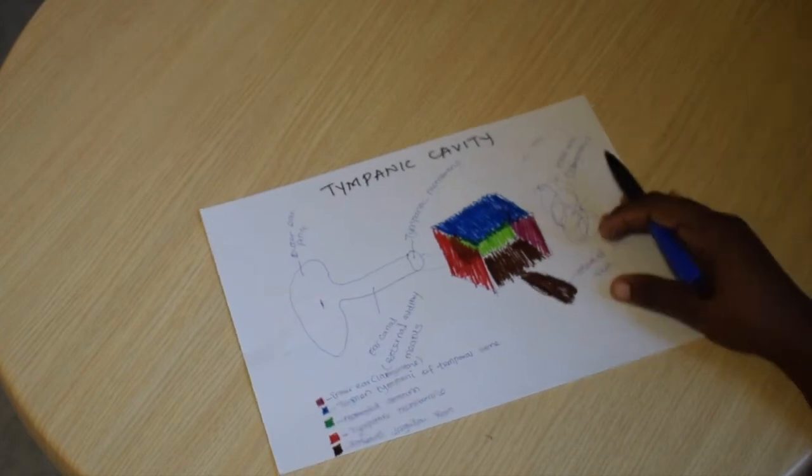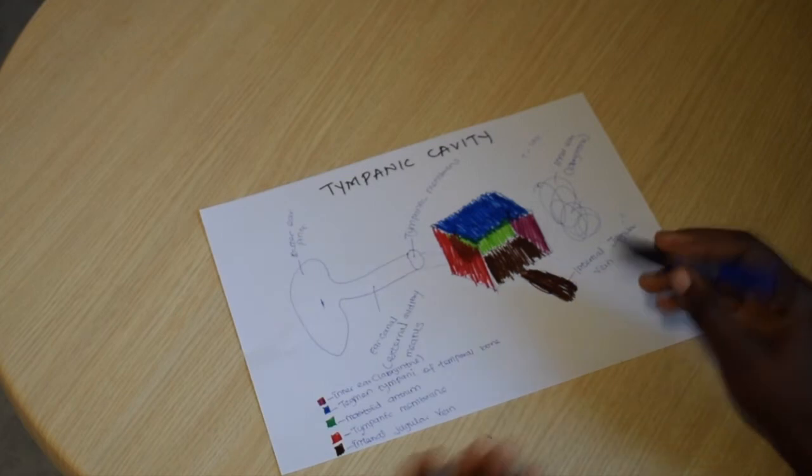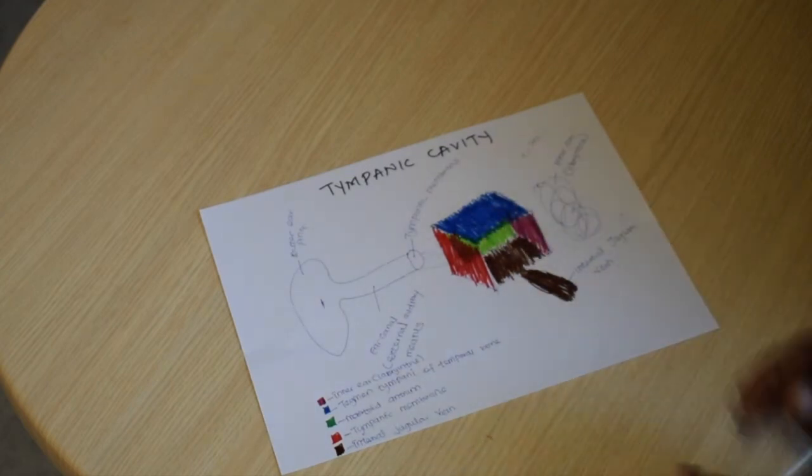I hope you understand that. Then 1, 2, 3, 4, 5 is mainly the anterior wall, the one I didn't color here. The anterior wall is the auditory tube. The auditory tube is connected to your nasopharynx.